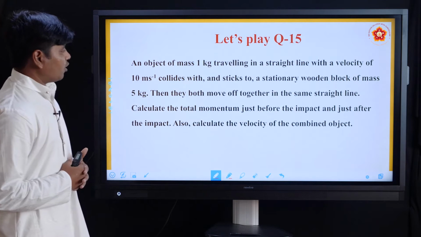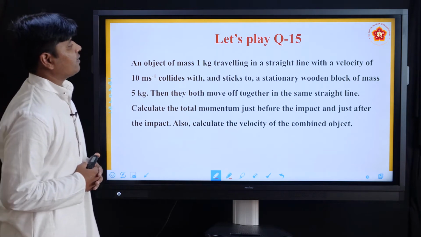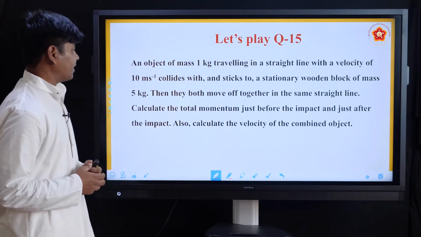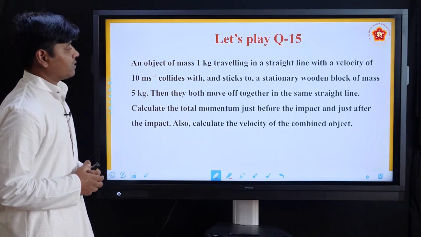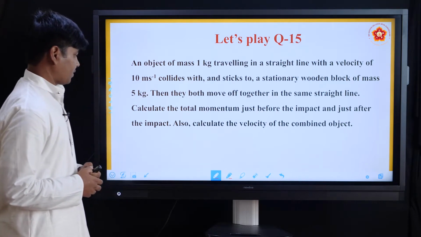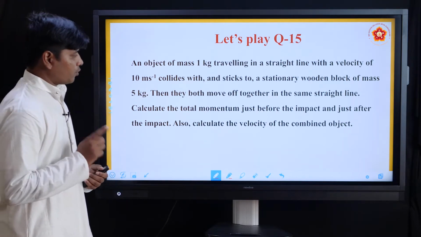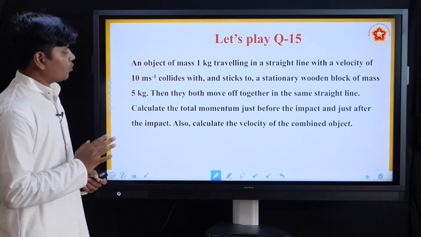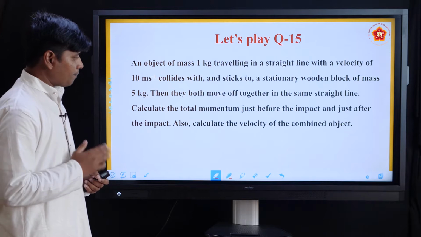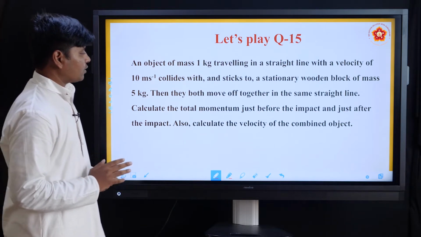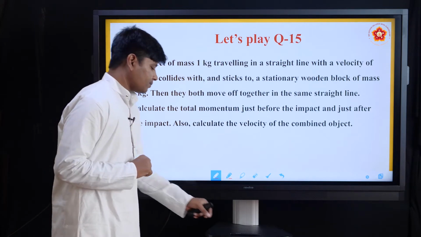An object of mass 1 kg traveling in a straight line with a velocity of 10 meter per second collides with and sticks to a stationary wooden block of mass 5 kg. Then they both move off together in the same straight line. Calculate the total momentum just before the impact and just after the impact. Also calculate the velocity of the combined object.